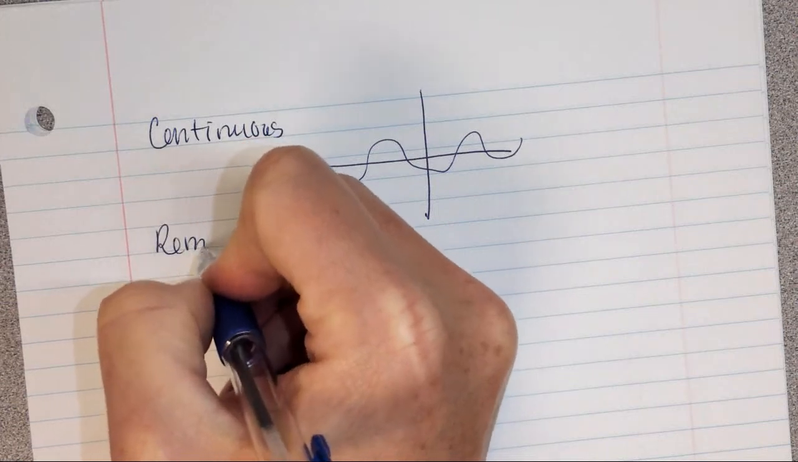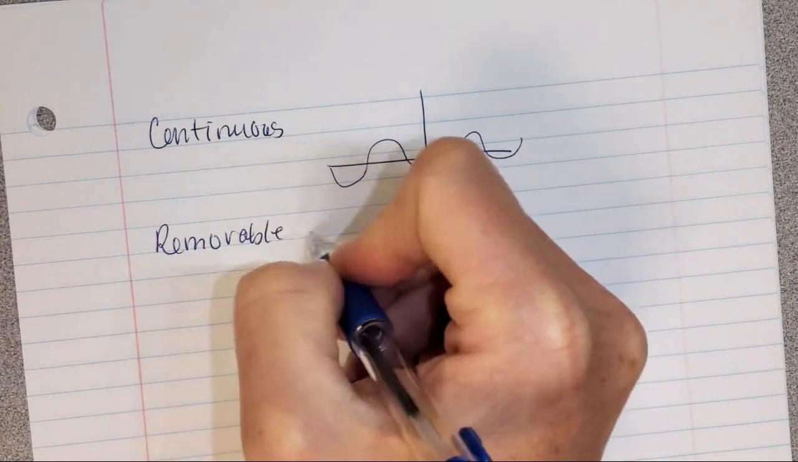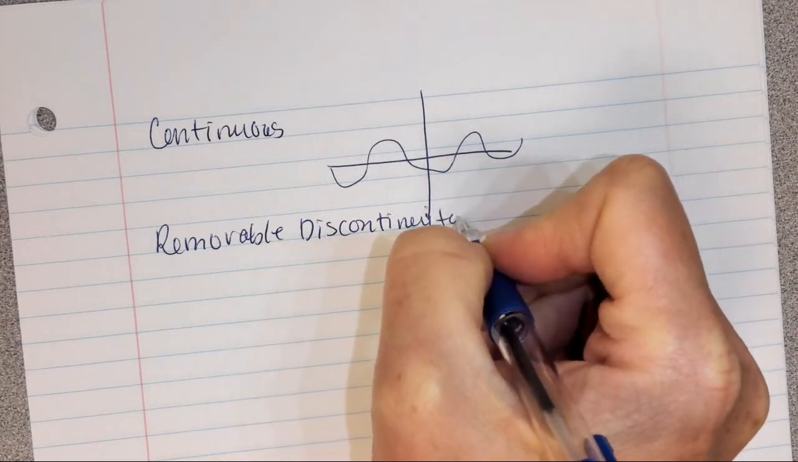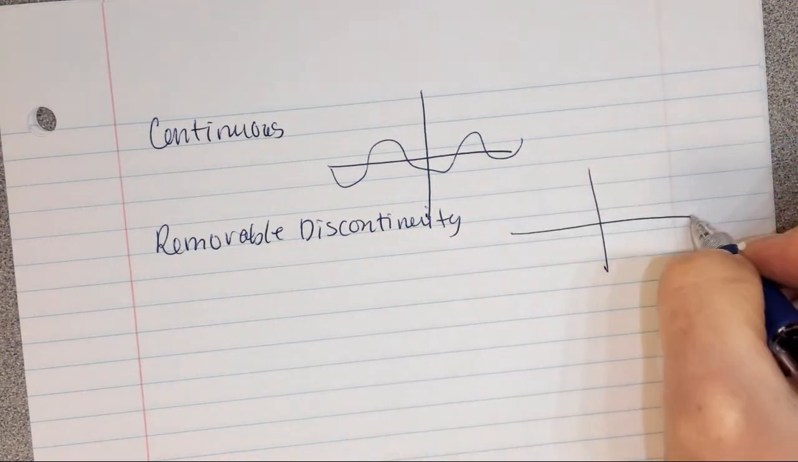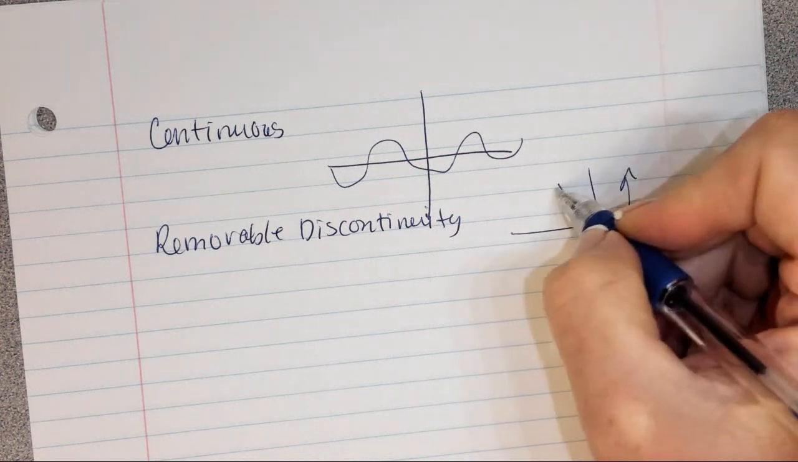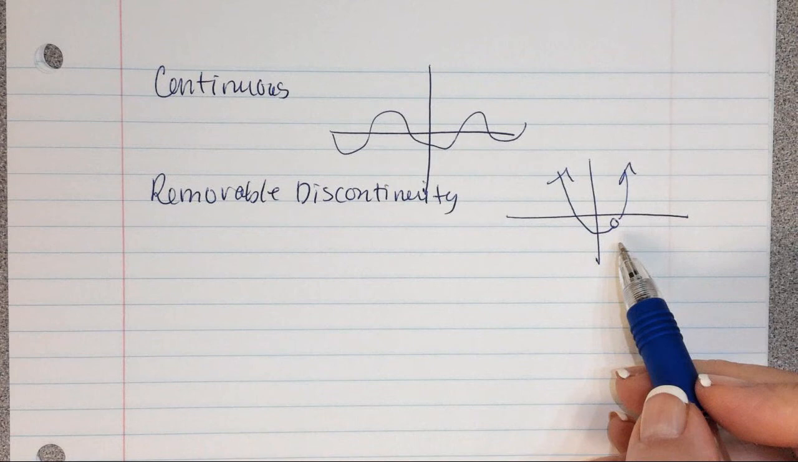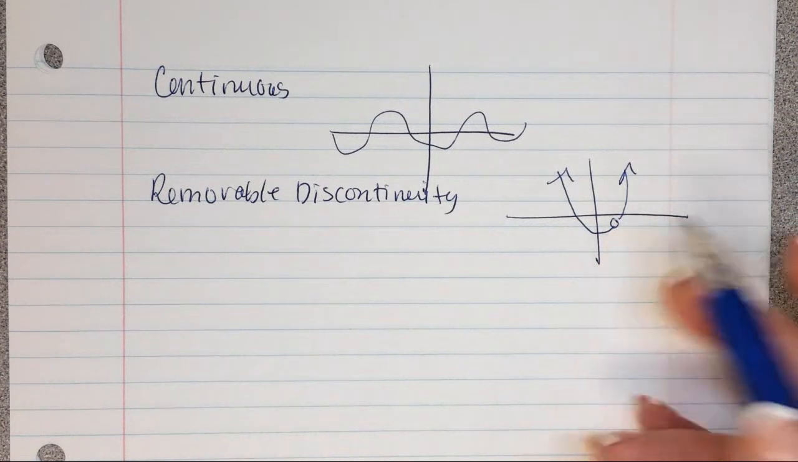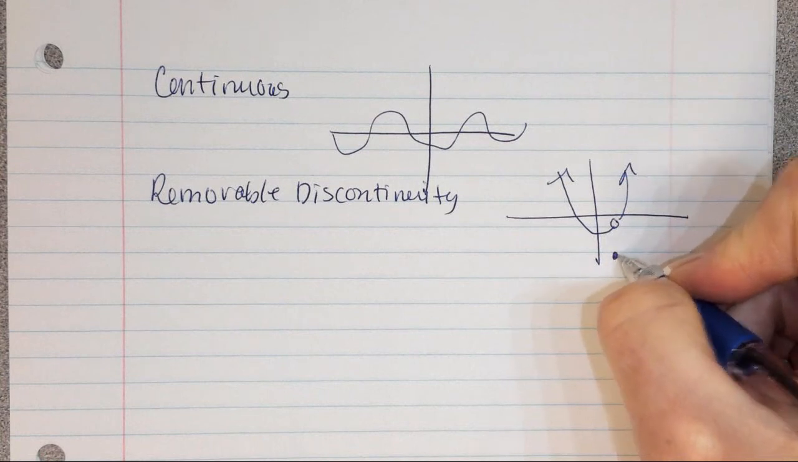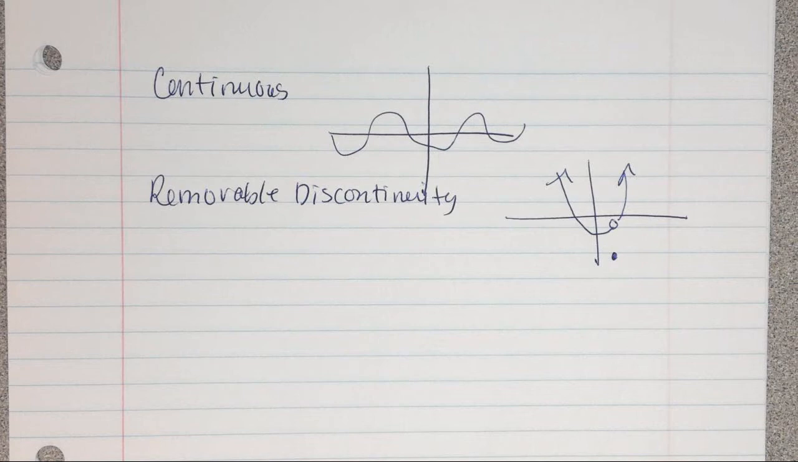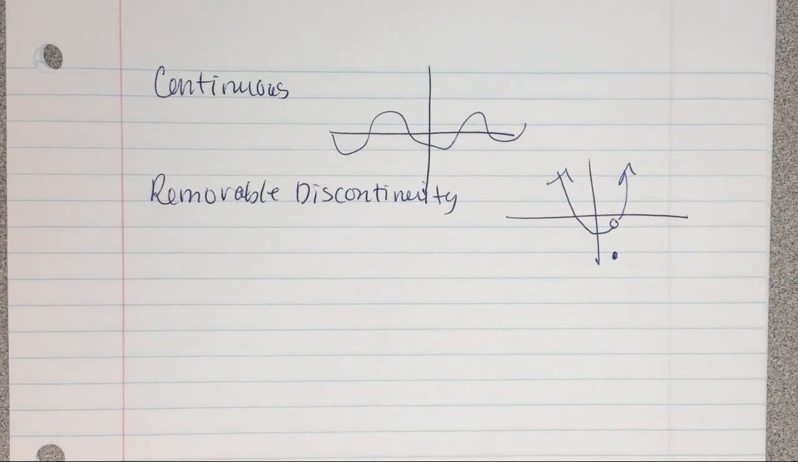The next thing we can have is a removable discontinuity. Now, a removable discontinuity is going to look like this. It's going to be a function that's continuous, but it might have like an open dot. So this will be an example of removable discontinuity. All I have to do is fill in that dot, and it's continuous. The dot could be somewhere else, too. Maybe the dot's down there. That's still a removable discontinuity. I can make that function continuous simply by moving that dot.